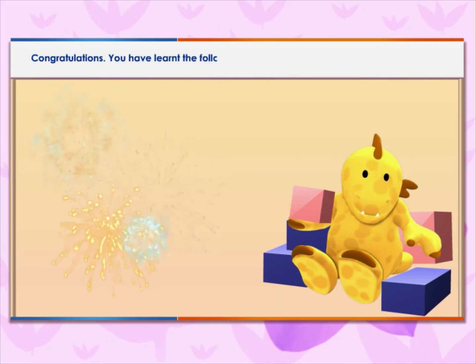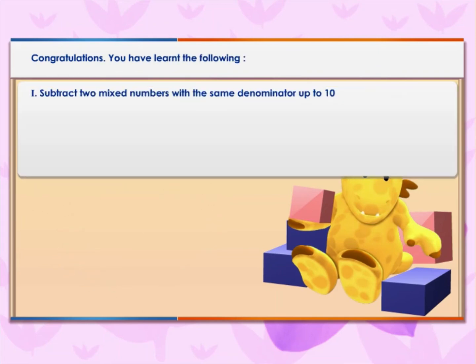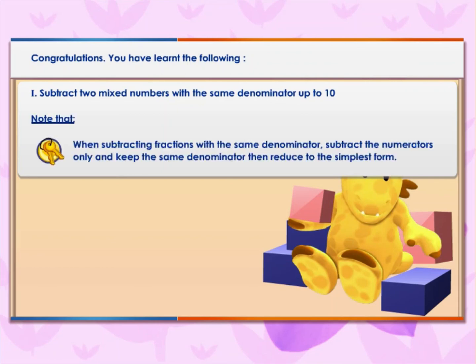Congratulations! You have learned to subtract two mixed numbers with the same denominator up to 10. Note, when subtracting fractions with the same denominator, subtract the numerators only and keep the same denominator, then reduce to the simplest form.